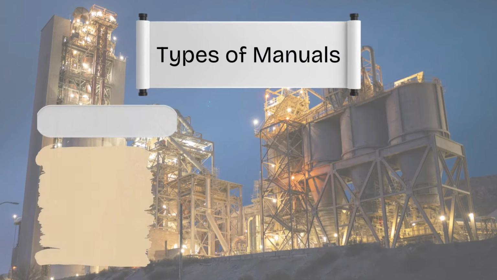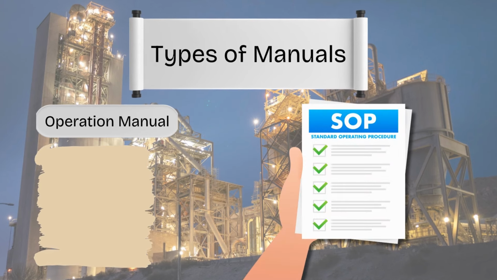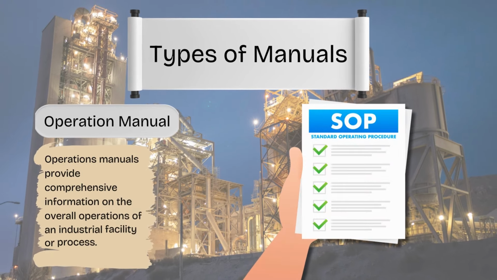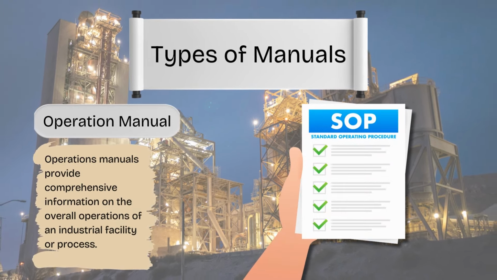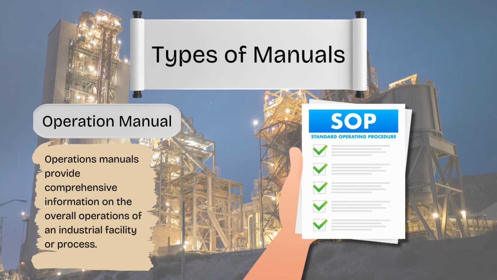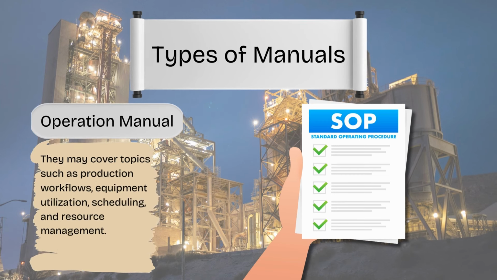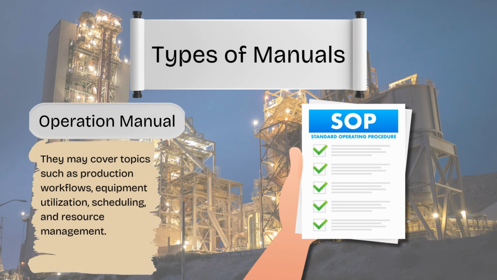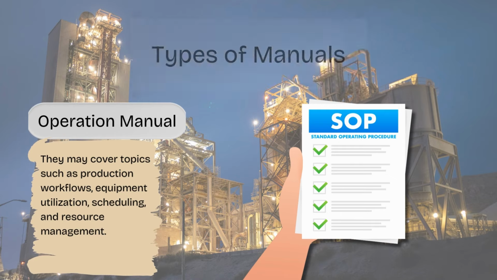Number four, operations manuals. Operations manuals provide comprehensive information on the overall operations of an industrial facility or process. They may cover topics such as production workflows, equipment utilization, scheduling, and resource management.